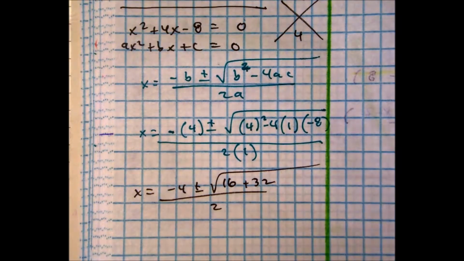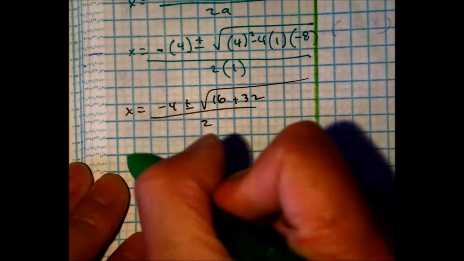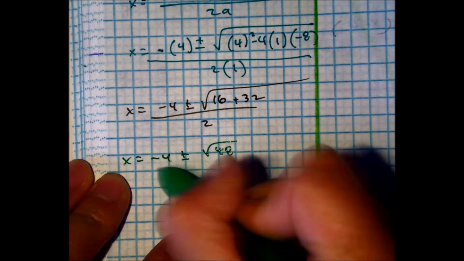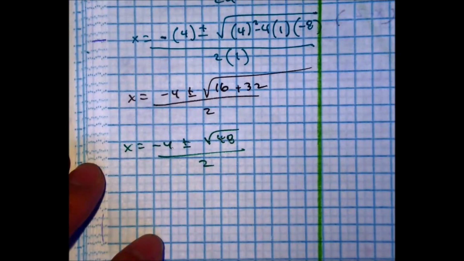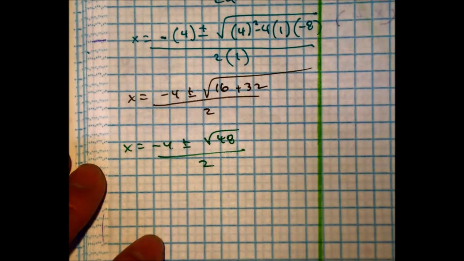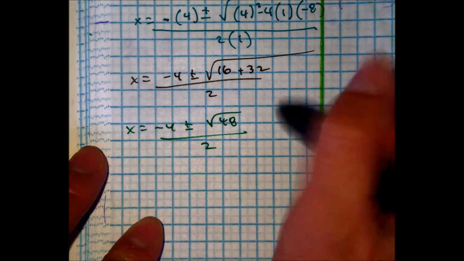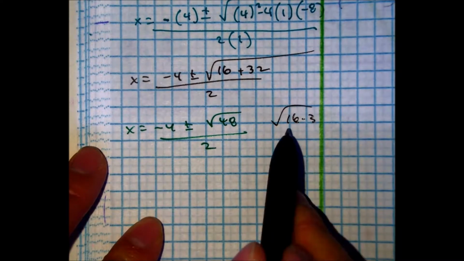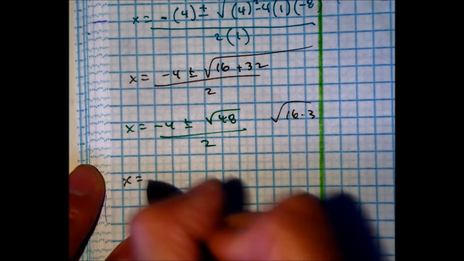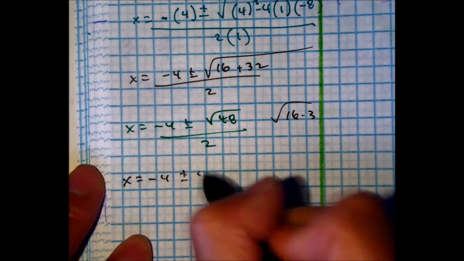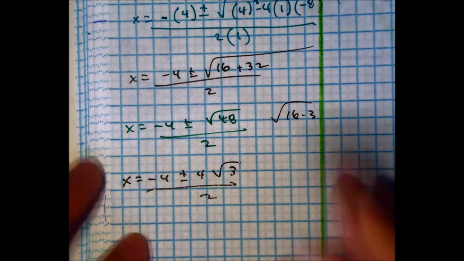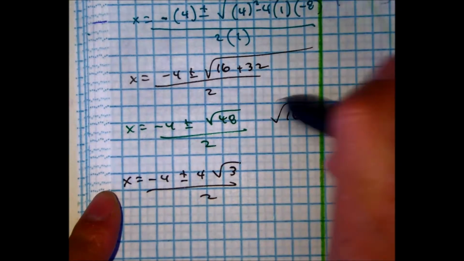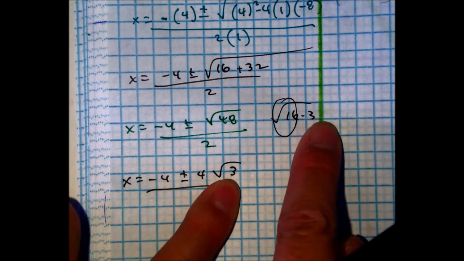Maybe I should find some videos on simplifying radicals. X equals negative 4 plus or minus the square root of 48 over 2. Do nothing with the fraction yet. The square root of 48 is 16 times 3. Class, what's the square root of 16? Negative 4 plus or minus 4 radical 3 over 2. The square root of 48 is radical 16 times radical 3. The square root of 16 is 4. The radical 3 stays there.